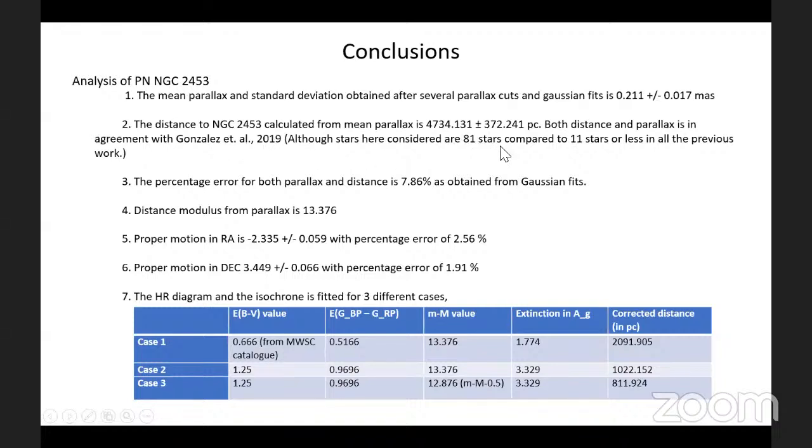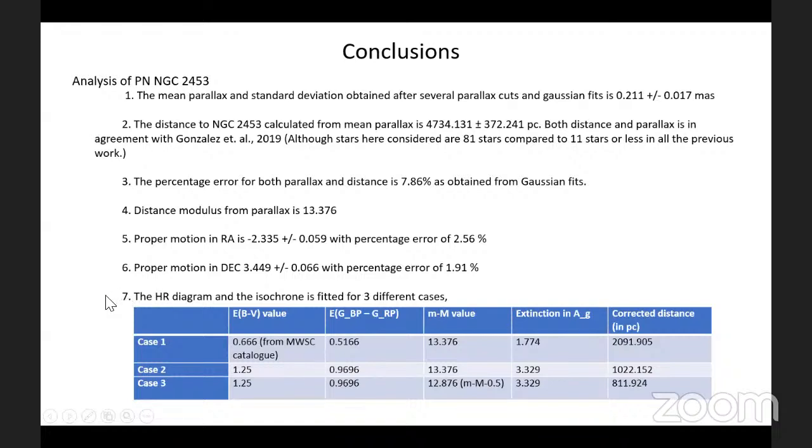Although here we are considering almost 81 stars compared to 11 stars considered in Gonzalez, and much fewer in other previous works. The error percentage that I have seen is only 7.86%. Proper motion, we have not calculated fully, but I have just calculated the error bars of proper motion in RA and proper motion in Dec, which are much smaller.